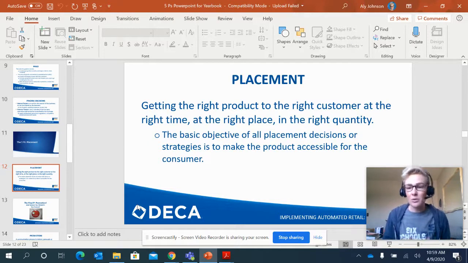Timing is really important with this. Having Valentine's Day stuff delivered in March isn't going to do anybody any good. So you have to make sure that you have the right timing in place.